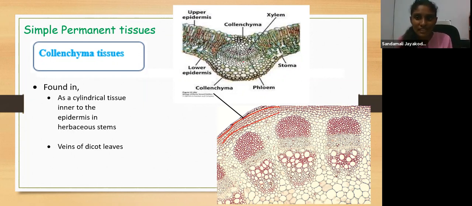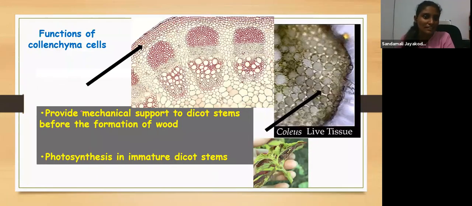In the same way, in this dicot leaf cross section, you can see that in this area and in this area, there's a little amount of collenchyma tissue. That's why we feel that veins of the dicot leaves are strong. That strength is given by these collenchyma tissues. And then I'm moving on to the places where they can be found. The place which I mentioned earlier, it provides mechanical support to dicot stems before the formation of wood.